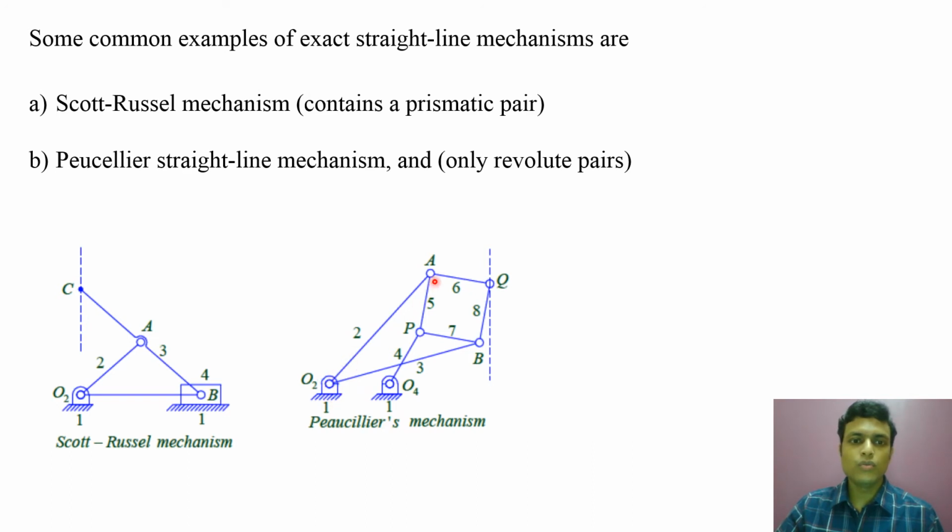Link number O2A and O2B, that is link 2 or 3, are of equal length. Link 1, that is O2O4, and link number 4, that is O4P, are also of the same length. And APBQ generates a rhombus. This is a rhombus. So the lengths of links 5, 6, 7 and 8 are equal, where point Q will generate an exact straight line. Let us see the animation.